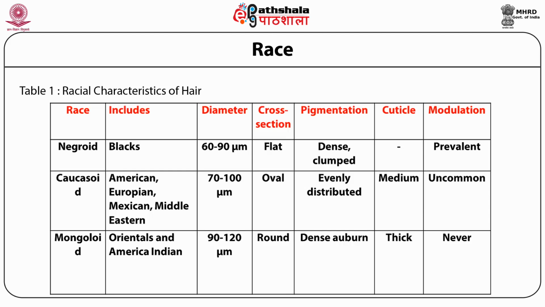In the case of Mongoloid, the diameter varies from 90 to 120 micrometers. The cross section is round. Pigmentation is dense auburn. Then the cuticle is thick and medullation is never present. So from this source table, we can see that all the ethnic groups, here we have given the races, but all the ethnic groups or population groups, they vary in their characteristics of human hair.